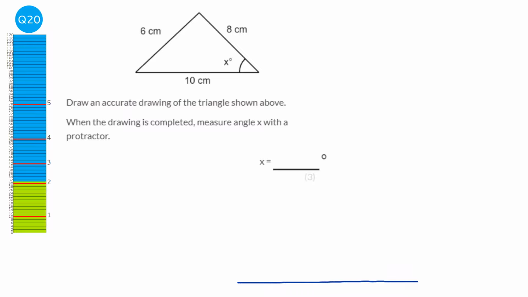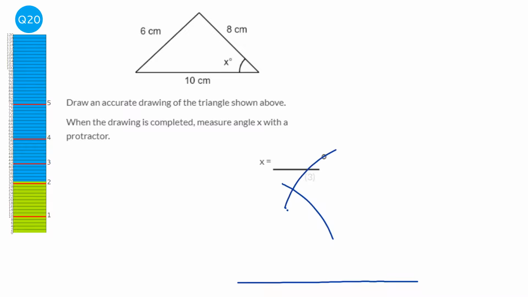And we're going to get our compass and measure the 6 centimetres for the left hand side. So we're going to measure 6 centimetres on our compass. And we're going to just put a little arc there. We're going to do the same on the other side for 8 centimetres. So we're going to do our 8 centimetre arc from the right hand side, and we're going to put the point of the compass here. And it should be like that.